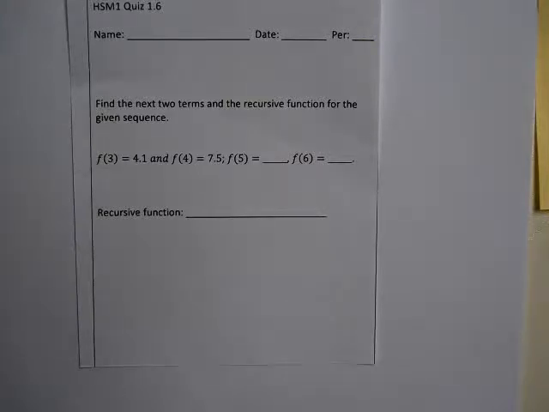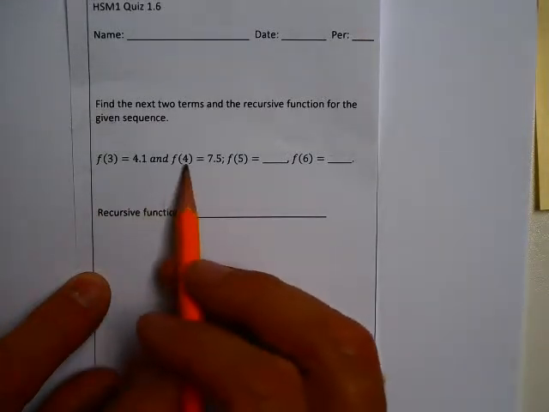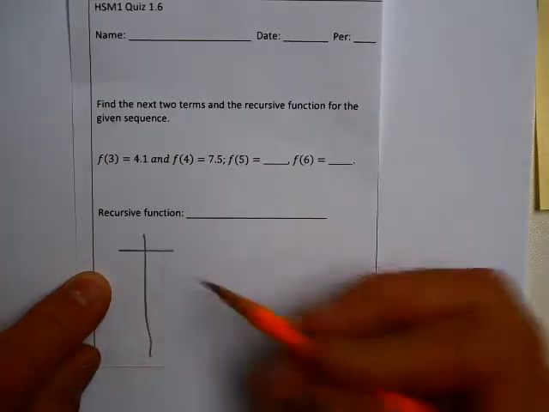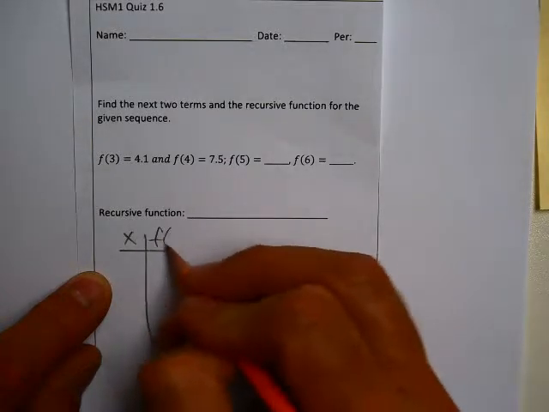Okay, 1-6. This requires the student to understand what's being said when we say f of 3 equals 4.1 and f of 4 equals 7.5. Probably the best way to start this might be to make an xy table, or an x and f of x table.